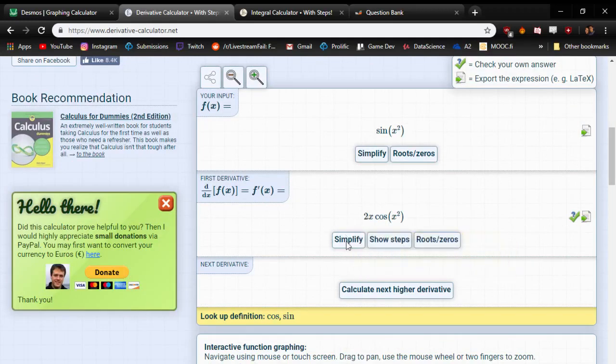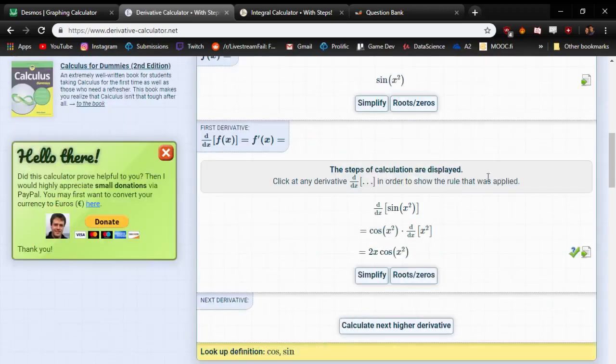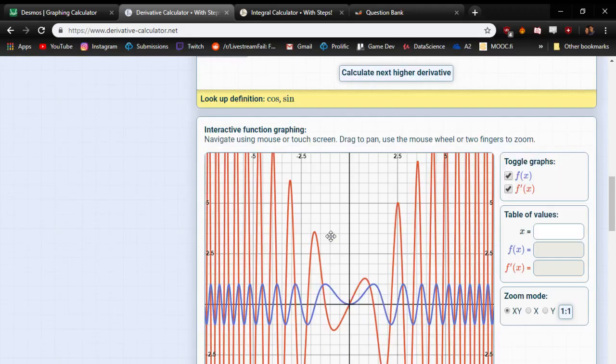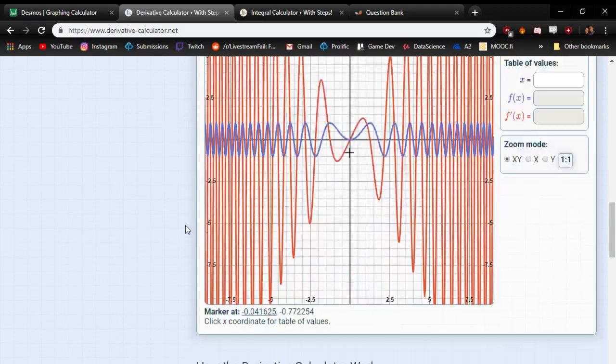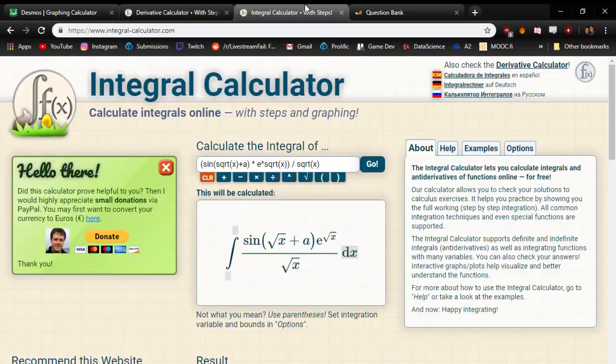I don't really press this button much, but you can do show steps, and it actually takes you through what happens when differentiating sine x squared, and does all these steps. It does the chain rule, basically. Yeah, so this is really useful, and there's loads more stuff that I don't use at all. But they're such great tools, and all these things are free as well. And also the integral calculator, which is exactly the same. It's made by the same guy.